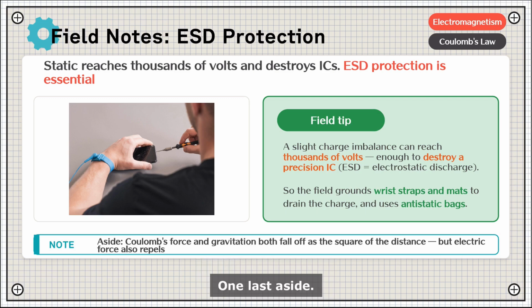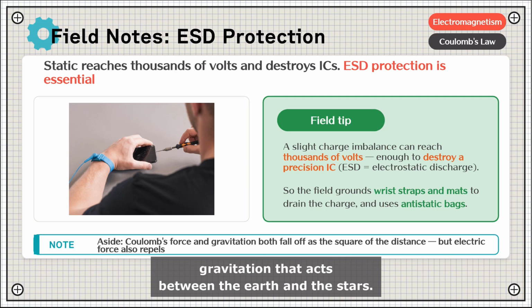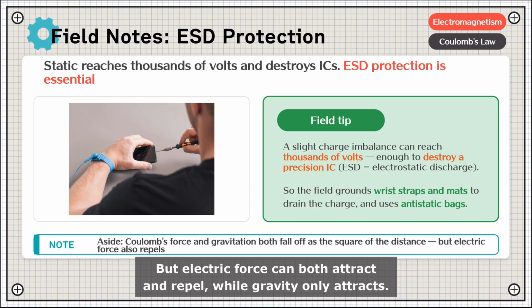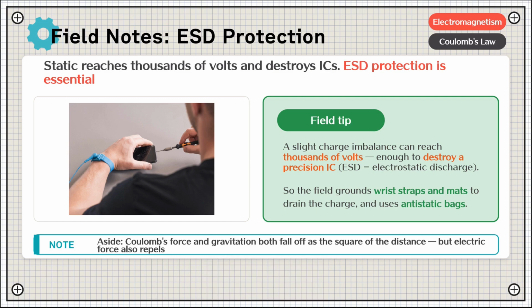One last aside. The inverse square form of Coulomb's law looks very much like the law of gravitation that acts between the Earth and the stars. But electric force can both attract and repel, while gravity only attracts. They resemble each other without being the same.